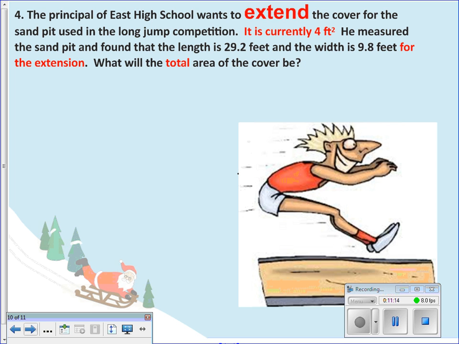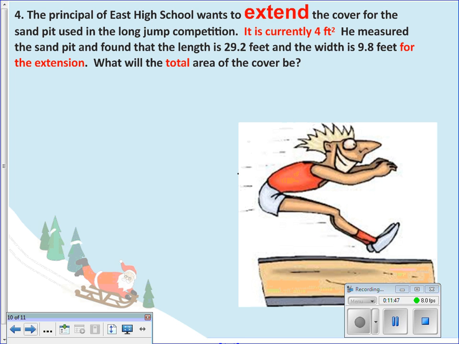Let's look at why and how I changed number 4. Anything that I haven't read, you can edit in your notes. The principal of East High School wants to extend the cover for the sand pit. That means he already has the cover, and he's going to make it a little bit bigger. It's currently 4 square feet. So that sentence that's read, change that in your notes.